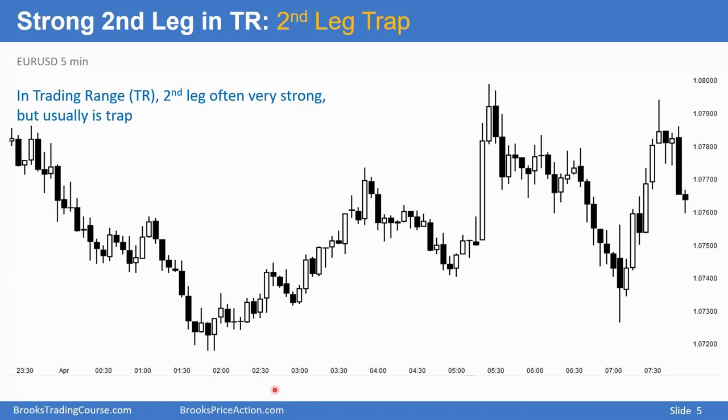In trading ranges, there's often a very strong second leg. First leg up, pullback, second leg. But unless there's both a strong breakout and strong follow through above the top of the range, it's more likely a second leg trap. So first leg, pullback, second leg, trapping traders into believing the breakout will be successful. Yet it traps bulls into buying high.